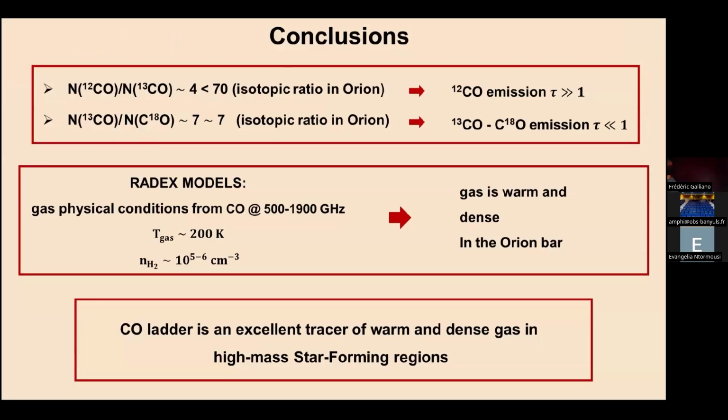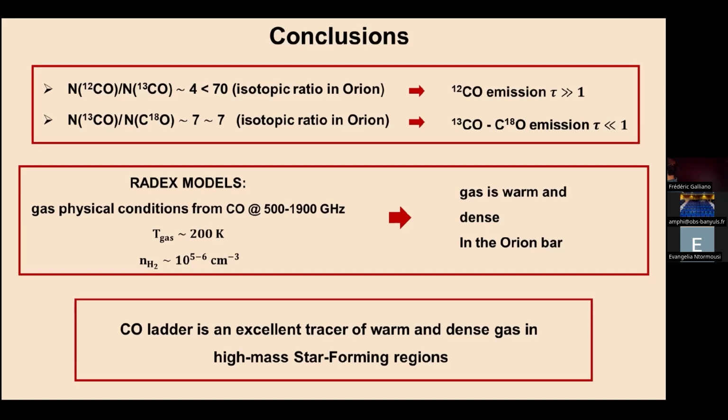So, in conclusion, from the estimated column density ratio between 12CO and 13CO of about 4, which is lower than the isotopic ratio value in Orion, we can infer that the 12CO emission is optically thick. Instead, between 13CO and C18O the ratio is about 7, which is similar to the isotopic ratio value in Orion, so we can infer that for both molecules the emission is optically thin.